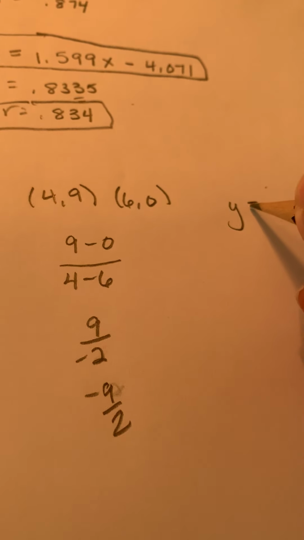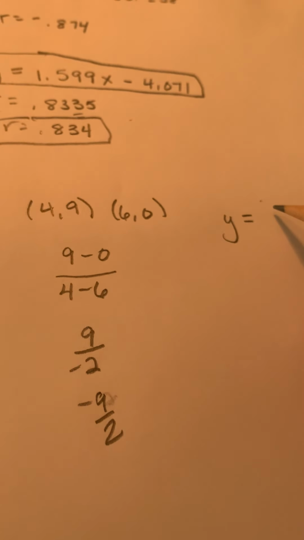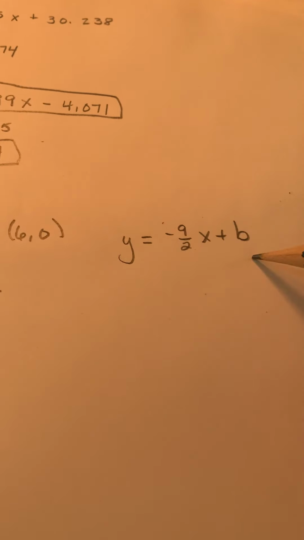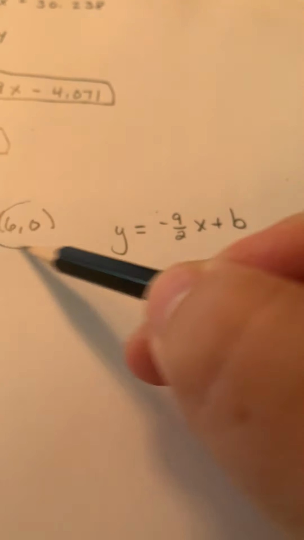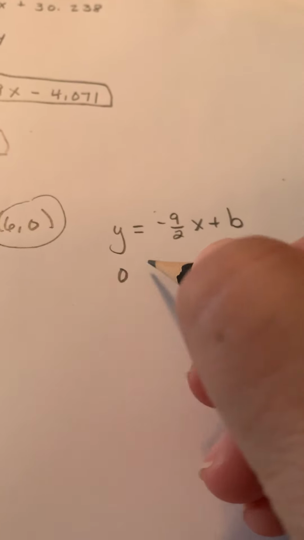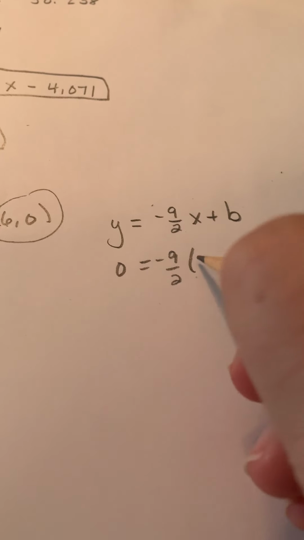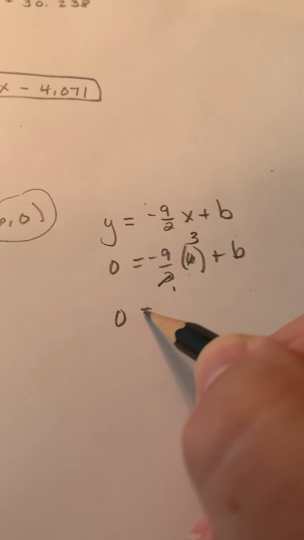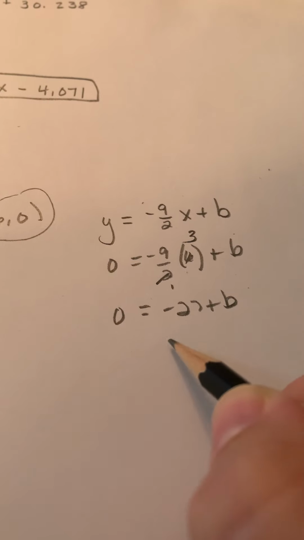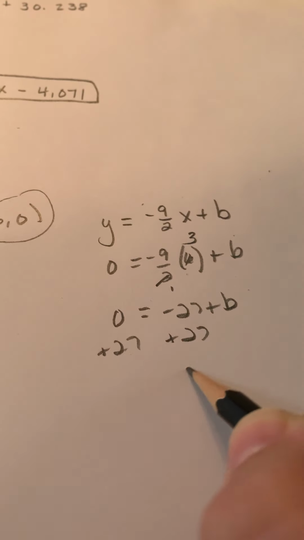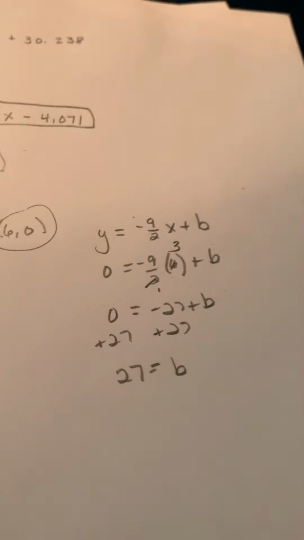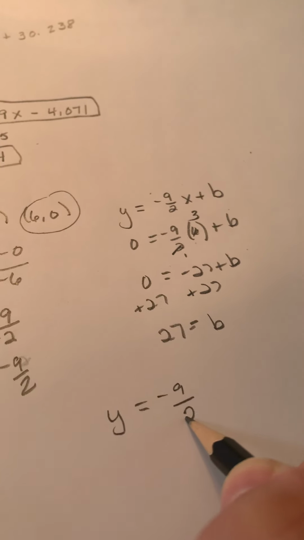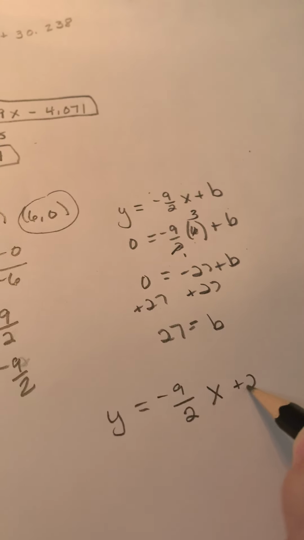So now we have y is equal to, we have the slope, which is negative 9 over 2x plus b. Now we're going to try and find out what the b is. So I'm actually going to use the one with the 0. So I'm going to put 0 in place of the y and 6 in place of the x. 2 is a factor of itself 3 times. So now I have 0 is equal to negative 27 plus b. Add 27 to both sides, and b is going to equal 27. So the equation of this line is going to be y is equal to negative 9 over 2x plus 27.